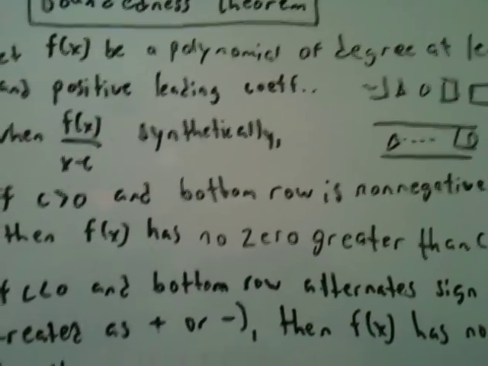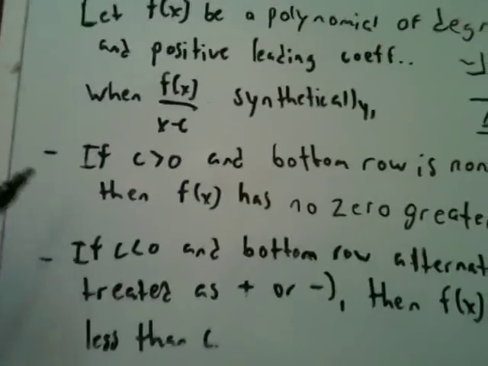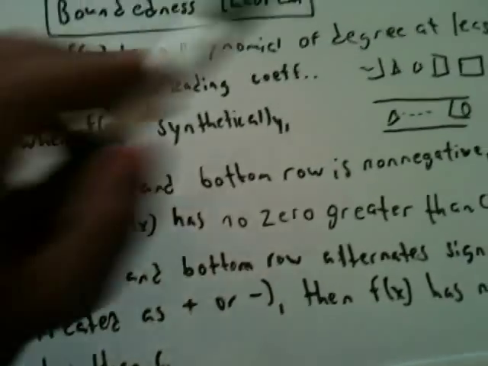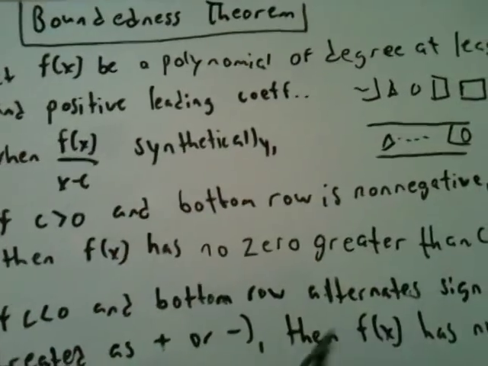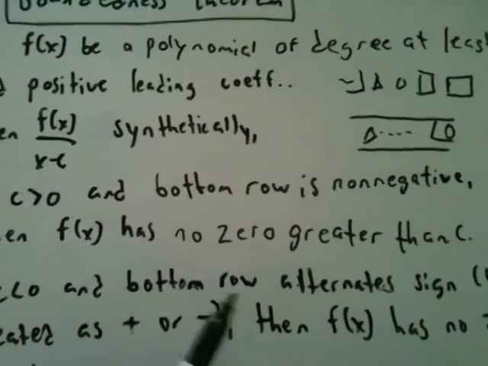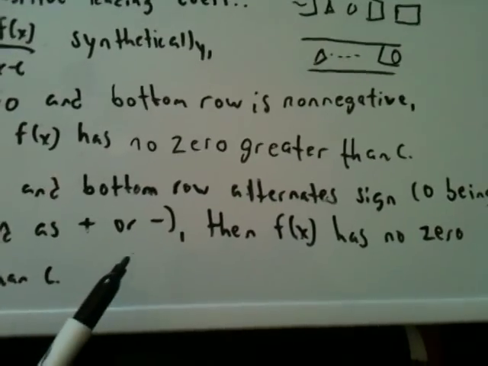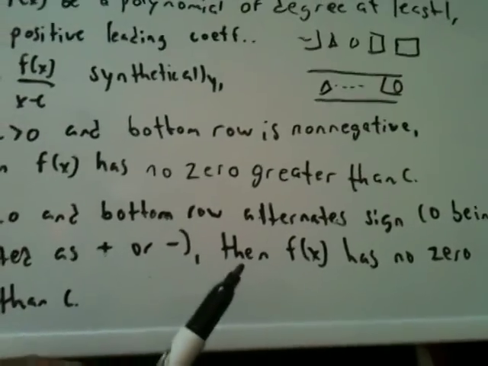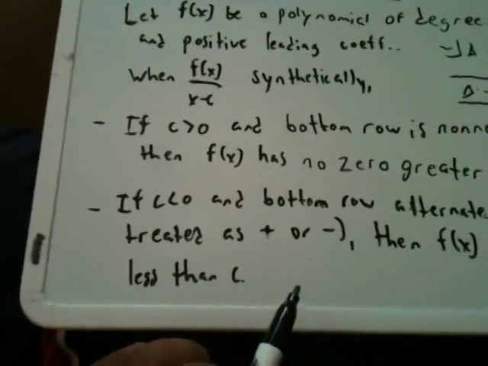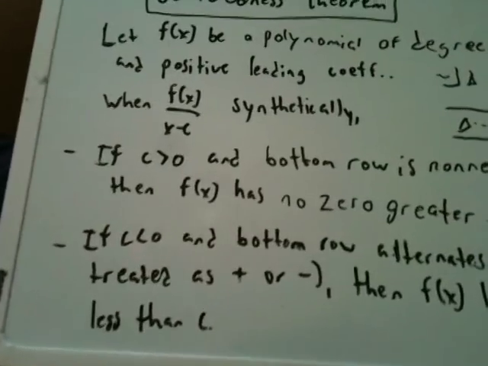The second condition is if c is less than 0, meaning whatever's in that box is negative. If c is less than 0, and the bottom row alternates in sign, where 0 is treated as a positive or negative, where needed, then f of x doesn't have a 0 less than c. So that means you're too low.